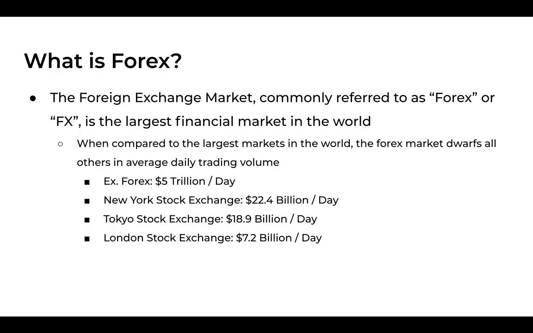Now, when compared to the largest markets in the world, the Forex market dwarfs all others in average daily trading volume. For example, the Forex market has $5 trillion per day. The New York Stock Exchange has $22.4 billion per day. The Tokyo Stock Exchange has $18.9 billion per day, and the London Stock Exchange has $7.2 billion per day. So you can see that the Forex market is around 200 times bigger than the largest stock exchange in the world, which is the New York Stock Exchange.